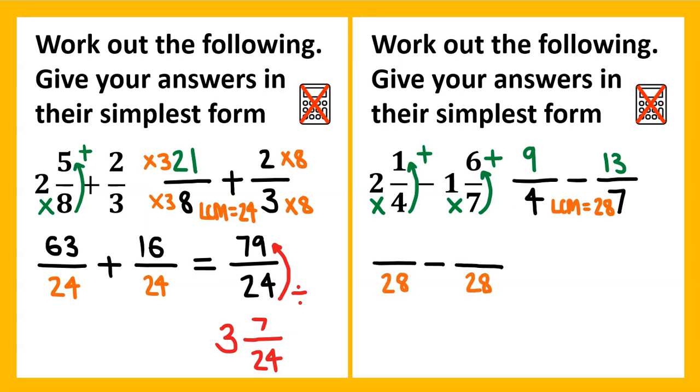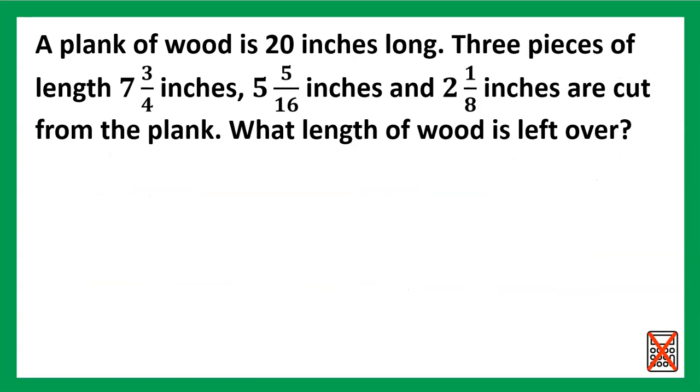That will involve multiplying the denominator and the numerator of the first fraction by 7. And 9 times 7 is 63, and involve multiplying the denominator and the numerator of the second fraction by 4. 13 times 4 is 52, and subtracting these gives me my final answer of 11 over 28, since this cannot be simplified any further. On to the advanced question.